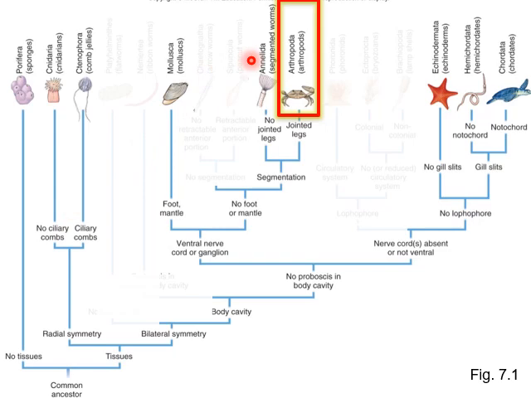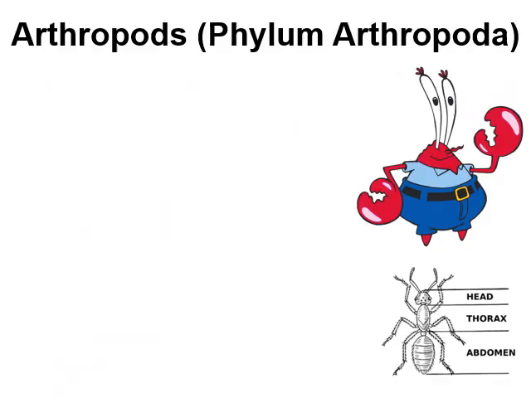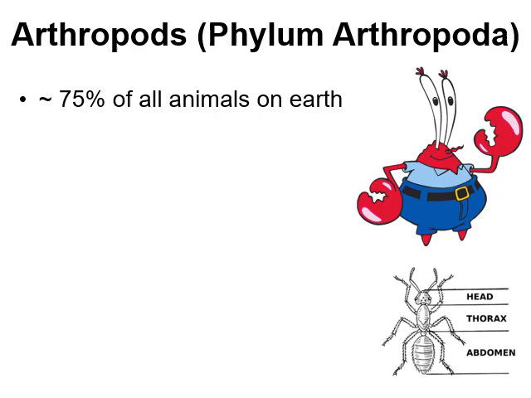So now we're going to go from the segmented worms over to the arthropods. And so these groups are sister groups to each other. The reason being is that they both have segmentation. But the difference being is that arthropods tend to have legs, whereas annelids do not. So the arthropods are noteworthy in that 75% of all animals on the earth are arthropods. The reason being is that arthropods include insects and, you know, things such as wasps and ants and all the various bugs you can think of. They're all arthropods. And it turns out that there is a crap ton of them on the planet.